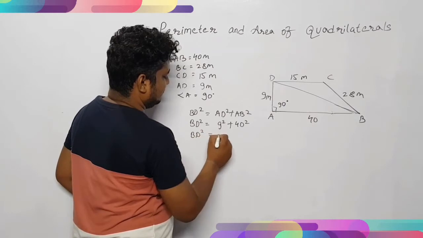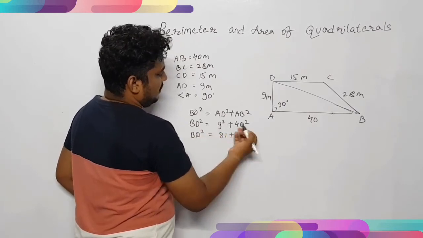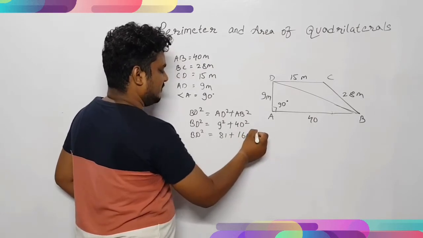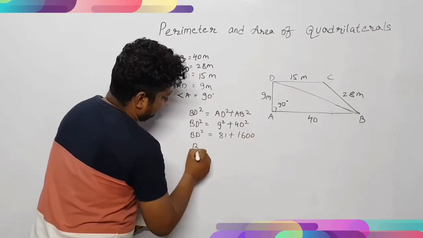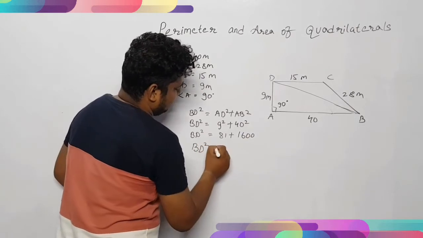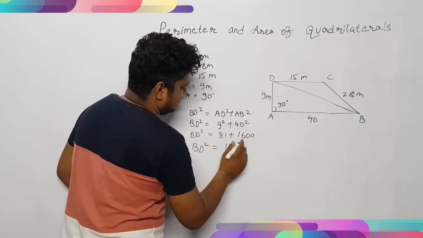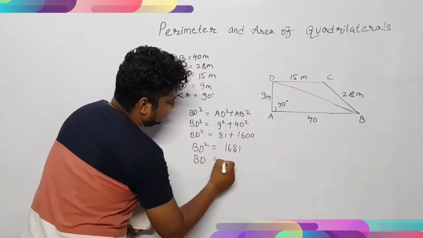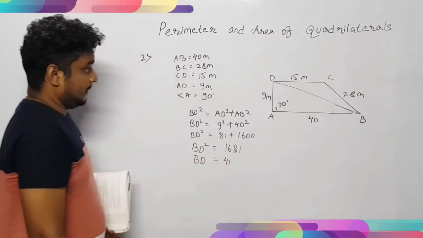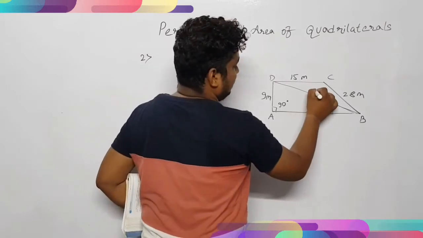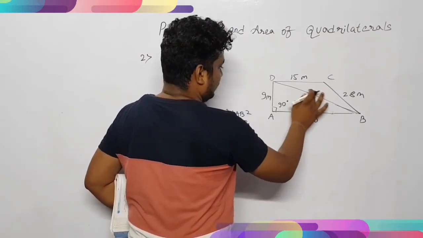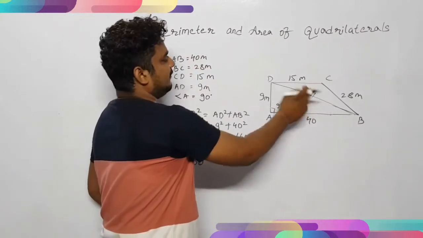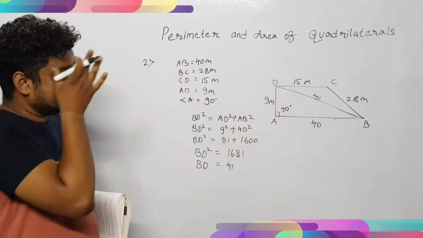BD square is given as 81 plus 40 square, that is 1600. Then BD square equals 1681, so BD equals 41. Okay, so we have got the length of this particular diagonal, that is 41.